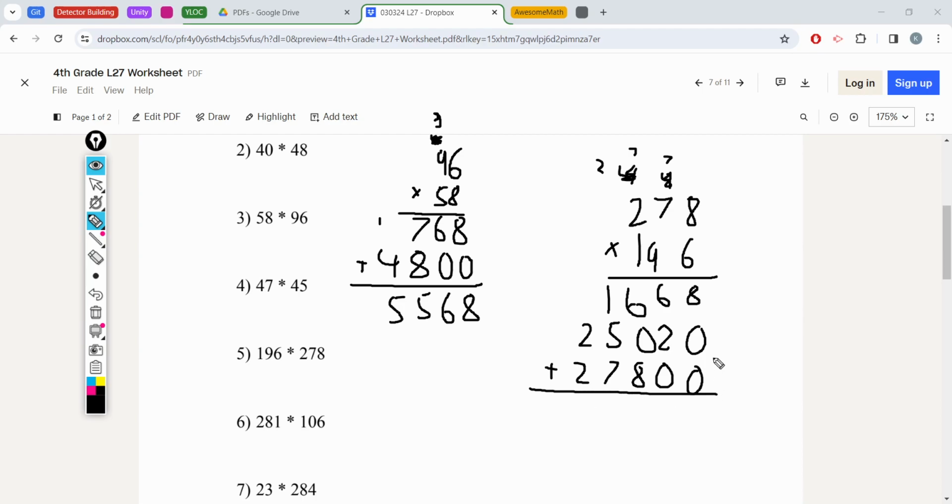Then we add these. This first column is 8. 6 plus 2 is 8. 6 plus 8 is 14. So we carry that 1. 1 plus 1 plus 5 plus 7, that's 14 again. And then 1 plus 2 plus 2 is 5. So we end up with 54,488.